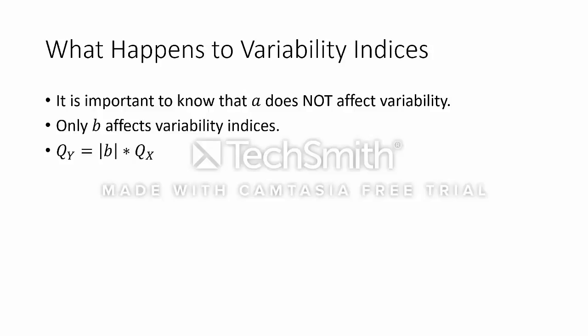For semi-interquartile range, you must multiply the old q value by the absolute value of b to get the new semi-interquartile range. We use the absolute value because q is by definition positive. For variance, we take the original variance and multiply it by the squared value of b to get the transformed variance. This means that the transformed standard deviation is simply the original standard deviation multiplied by the absolute value of b, exactly as q was. Again, the standard deviation must be positive. Let's practice this.